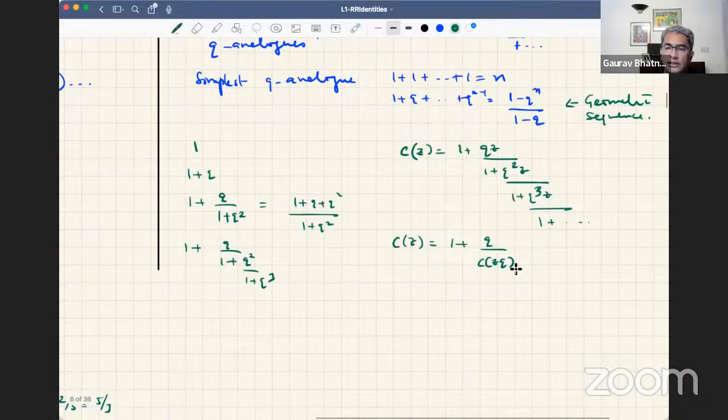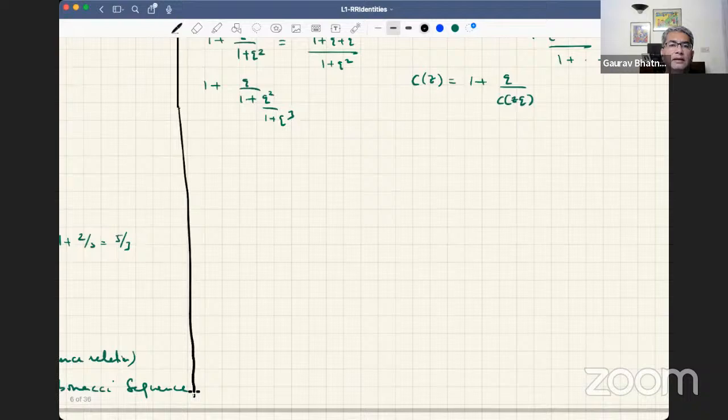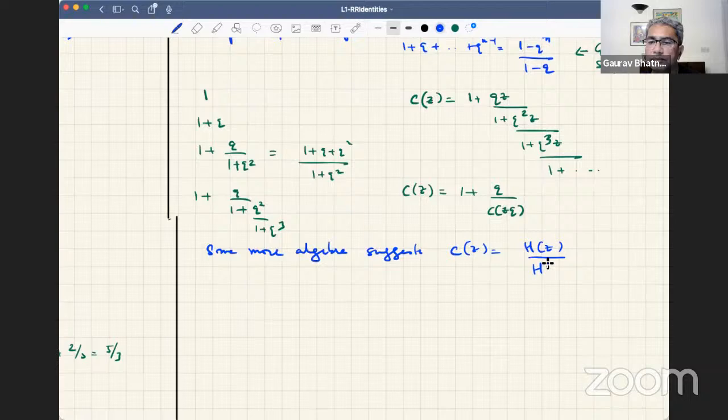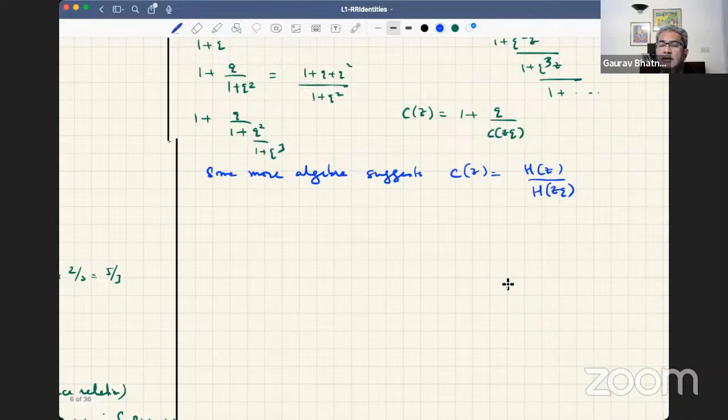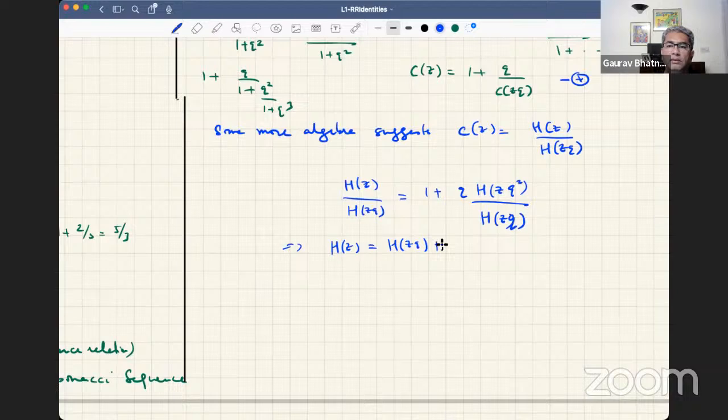And again, some more experimentation, very similar to the previous case, suggests that I substitute H of Z over H of ZQ. So instead of F, we have Z and some slight change. And if we substitute it in this guy right here, we'll get H of Z over H of ZQ equal to 1 plus Q times H of ZQ over H of ZQ squared. And this means that H of Z is equal to H of ZQ plus Q times H of ZQ squared. Right, so this is a more linear form.